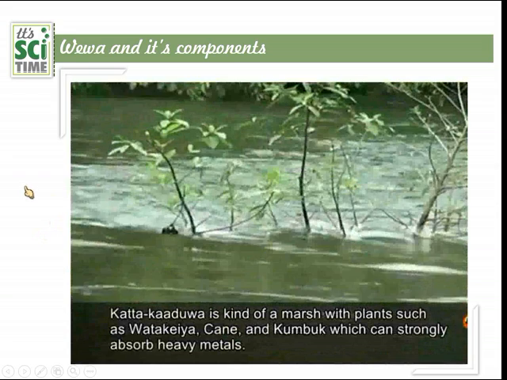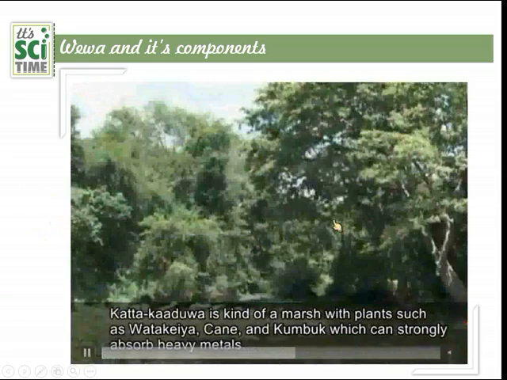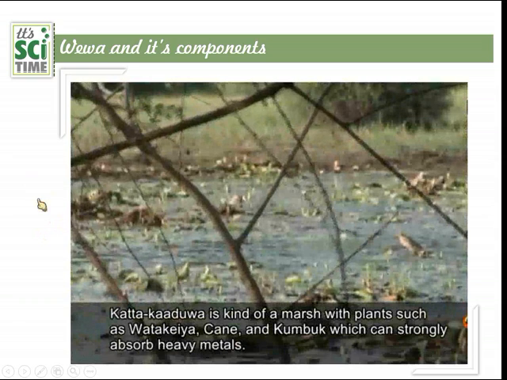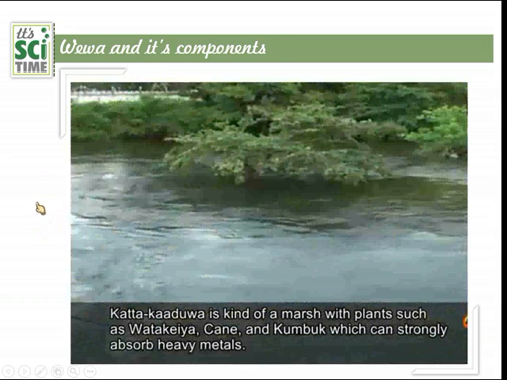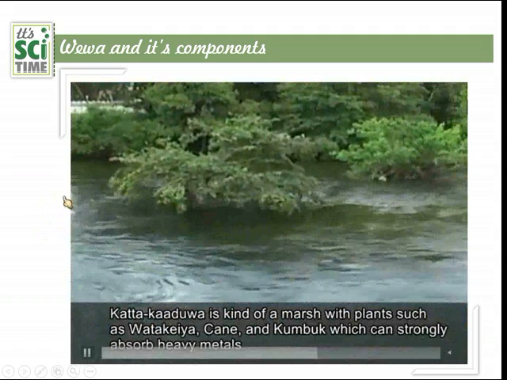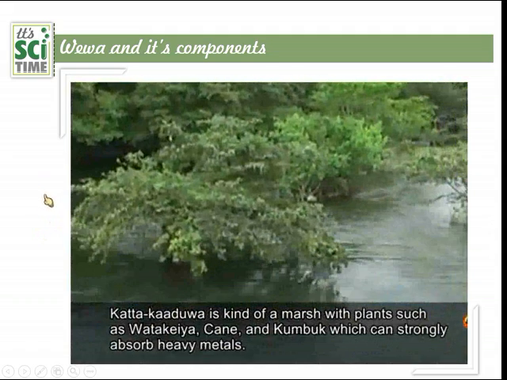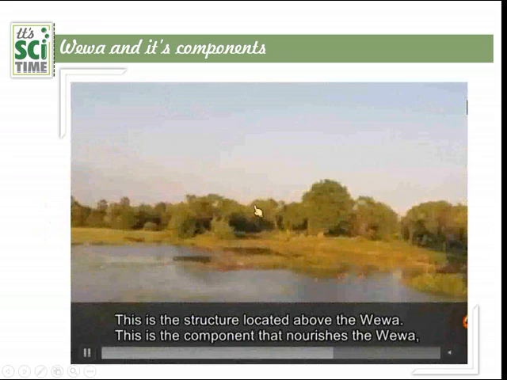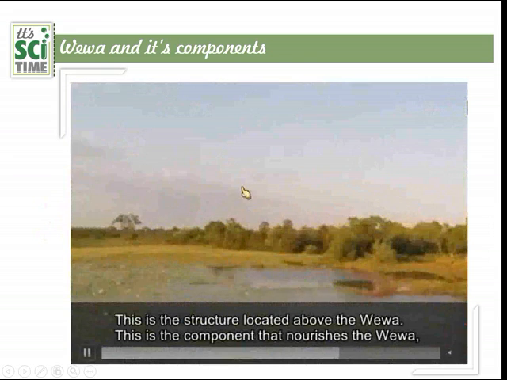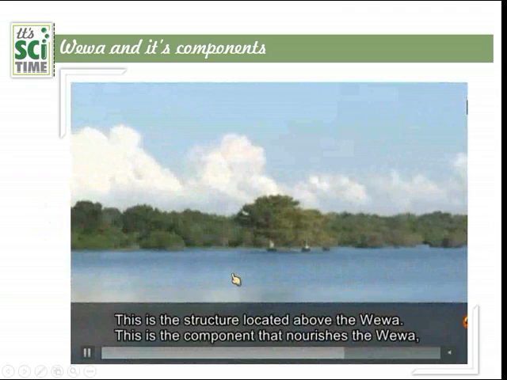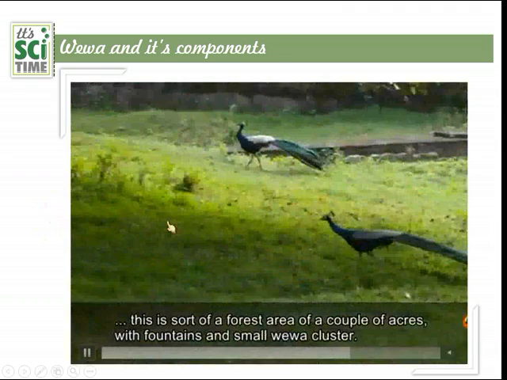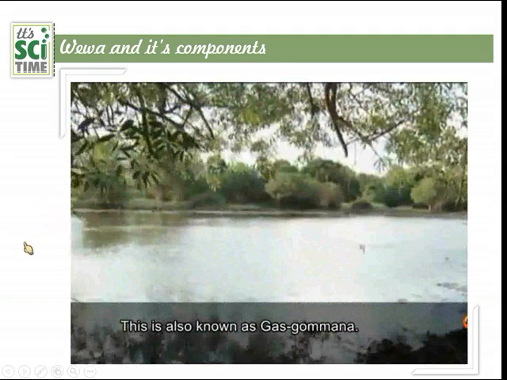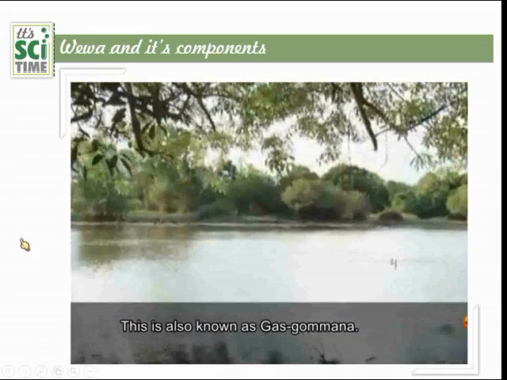This kattakaduwa is a kind of tree belt which is grown to absorb the harmful things, and also it acts as a good habitat for living beings, and that's why I said it is linked with nature. And this gasmandiya, the other tree belt: when water comes to the lake, it does not directly enter the lake, it just fills or filters through that one. Also it prevents the evaporation of water and makes a cool environment around.